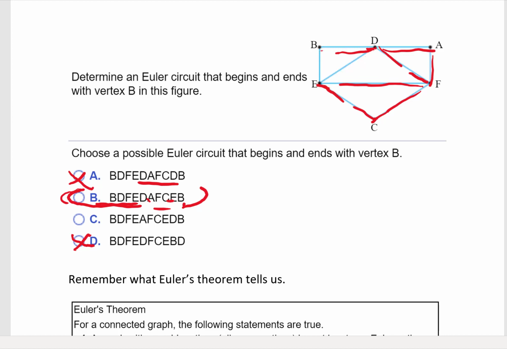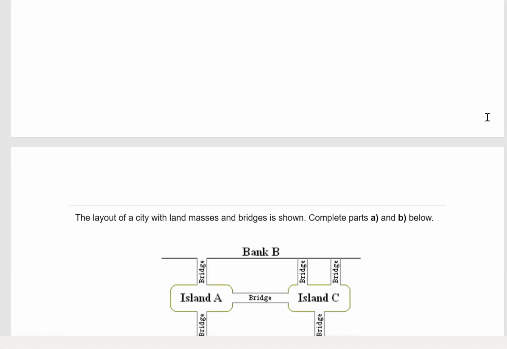I'm just going to double check that C is not a correct answer. So let's try circuit C and see what happens when we try that one. And this one goes B, D, F, E, and then it's gone from E to A, which is not possible because there's not an edge between E and A, so it can't be C. So the answer has to be B. So the correct answer on this one is choice B.